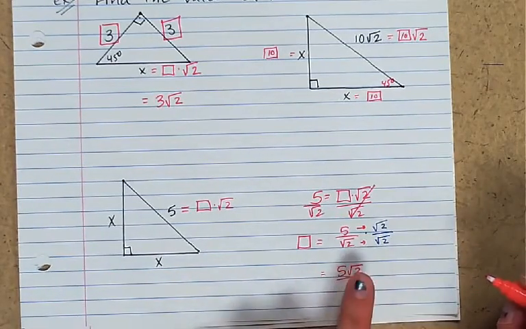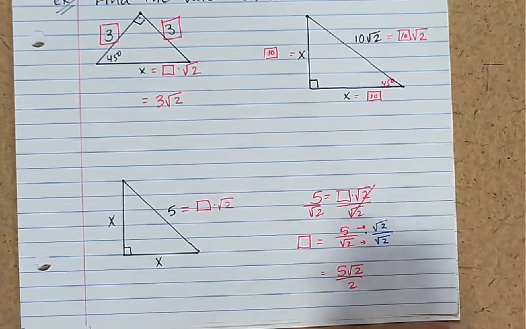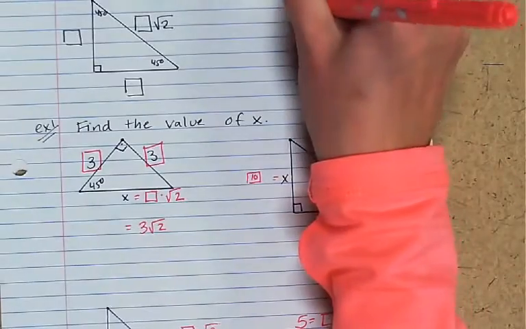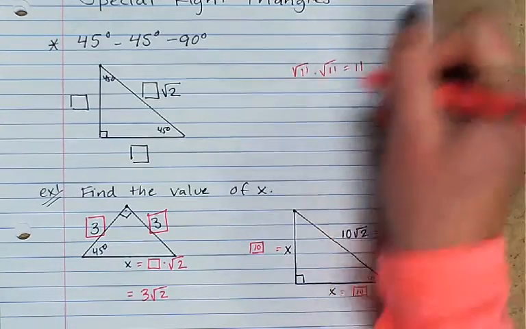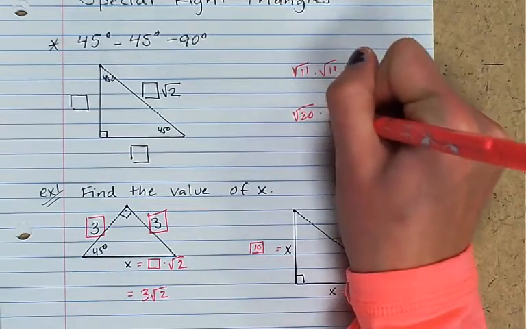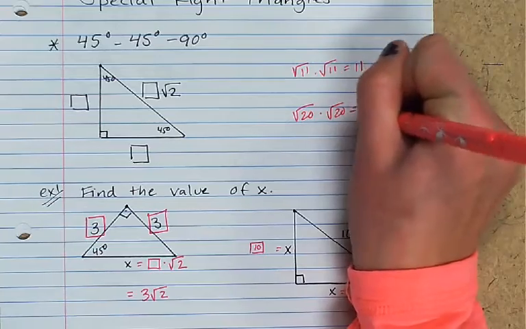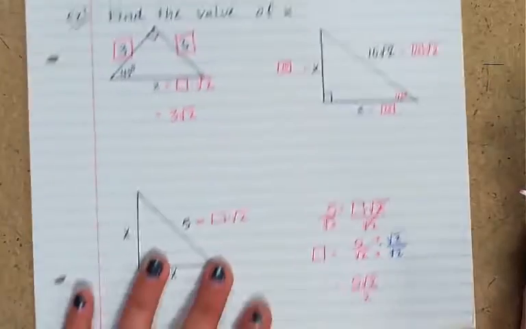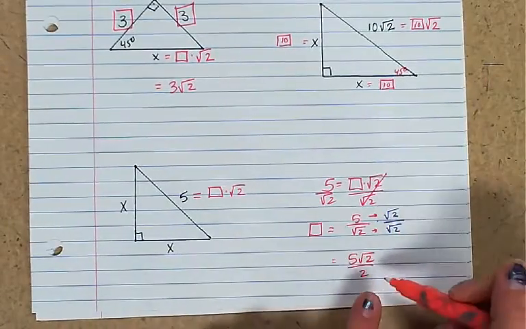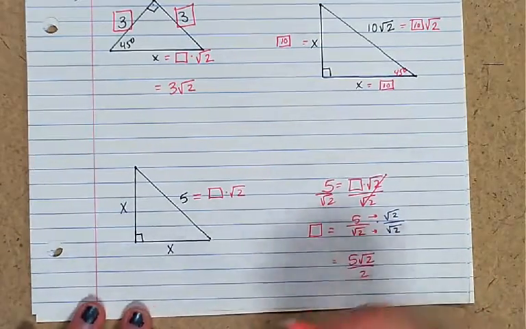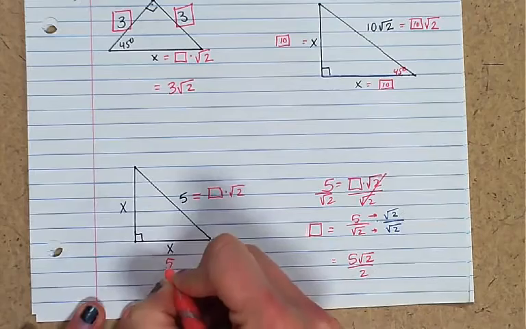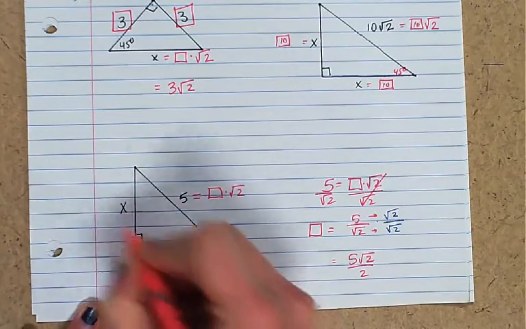That'll always happen. Just as a side example, if I had root 11 times root 11, it's 11. Or root 20 times root 20, it's 20. That's what happens every single time. So after solving that little equation, I know that the two x's here, in the position where it's just a box by itself, that value is 5 root 2 over 2.